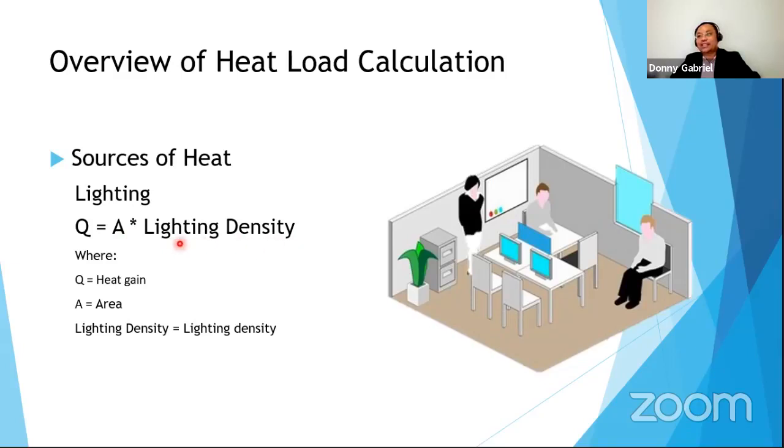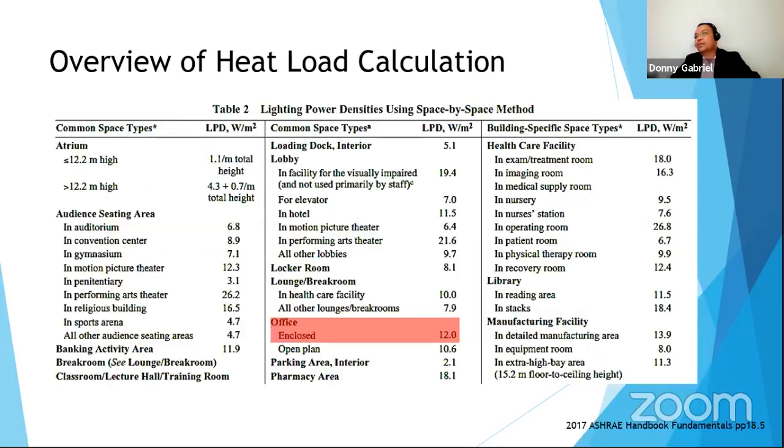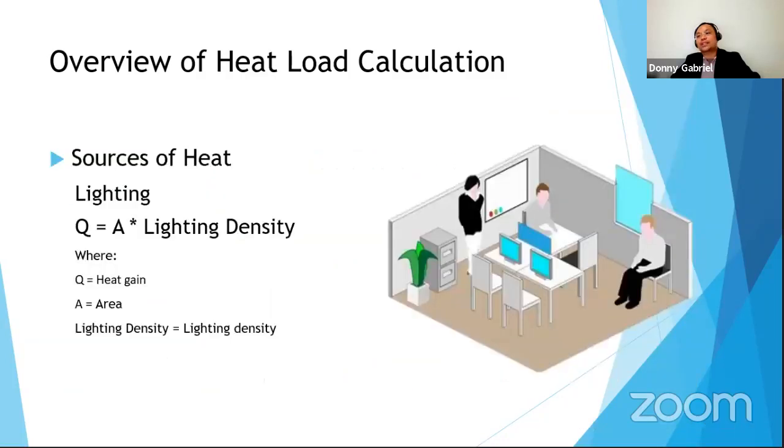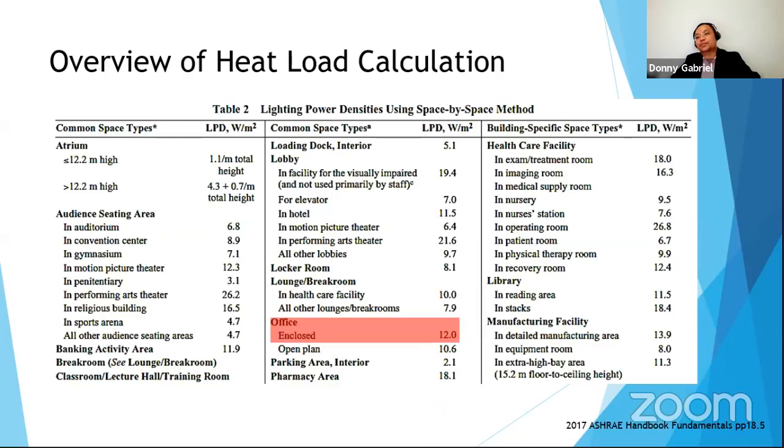Floor area will give you a lighting density. So where can we find these lighting density numbers? The values for this lighting density can be found in ASHRAE Fundamentals, Table 2. This will tell you the lighting power densities using the space-by-space method. They will give you the type of space, and they will give you the lighting density. So for office, ang lighting density niya ay 12, meaning you need 12 watts per square meter. The office's lighting fixtures will generate approximately 12 watts per square meter.